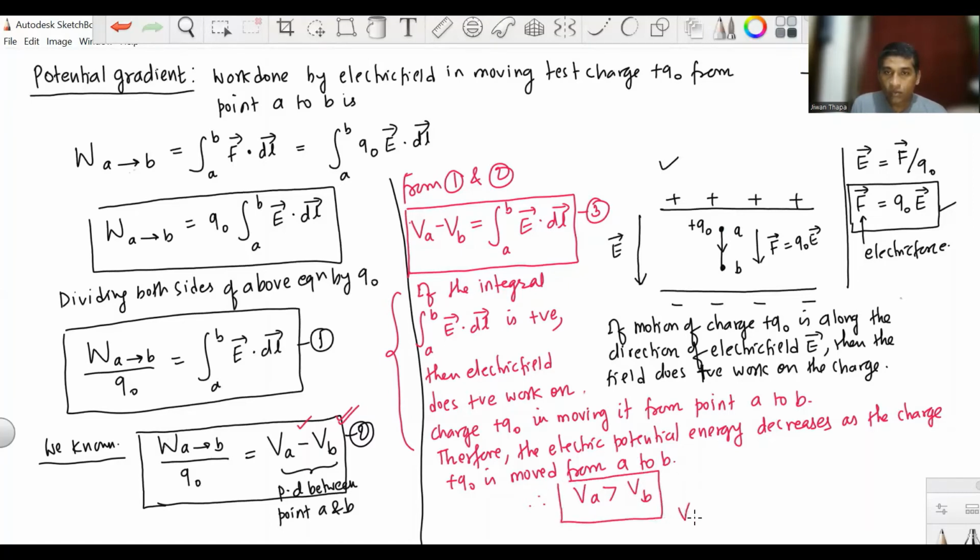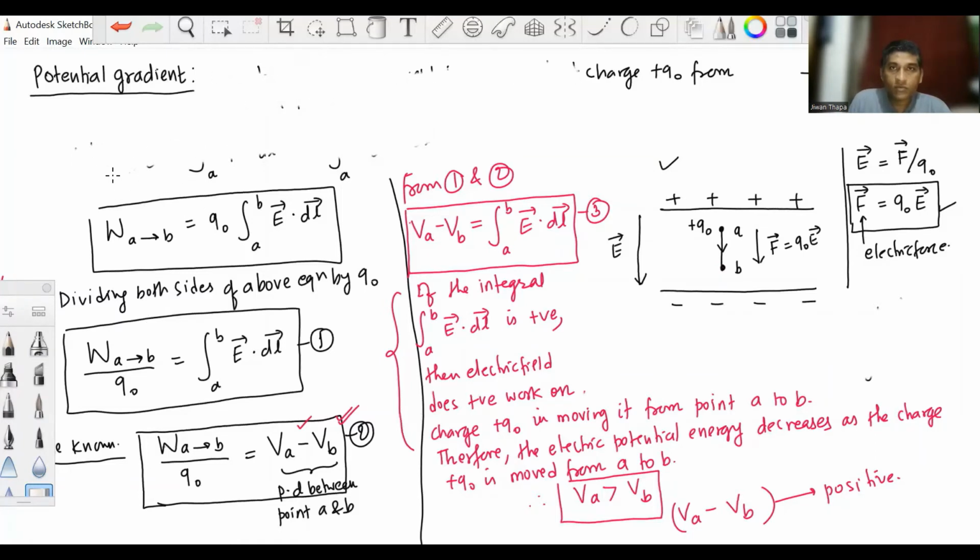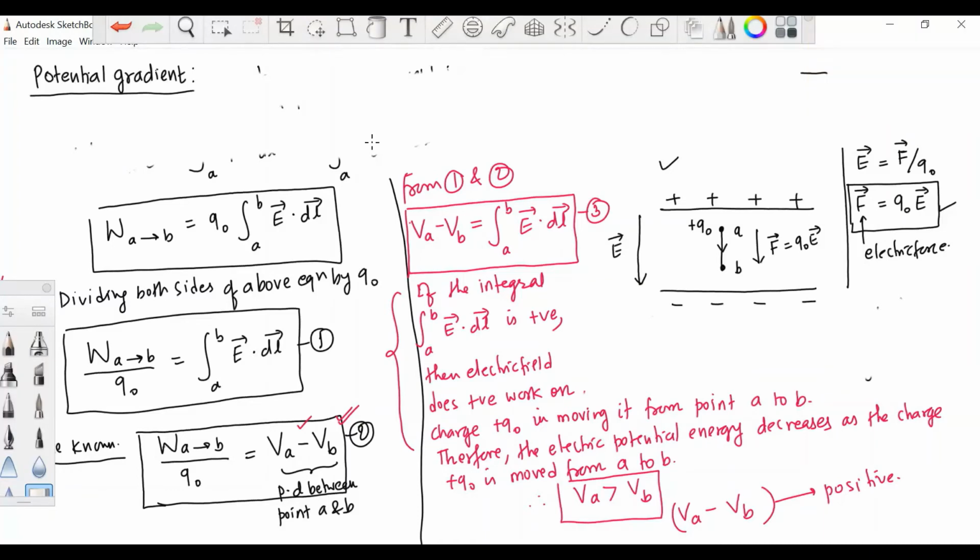So VA minus VB, this is positive, clear. So we find this when charge particle plus Q naught is moving from A to B, it means that it is moving from higher potential to lower potential. So we have this. So let me erase this. So I'm erasing this also.